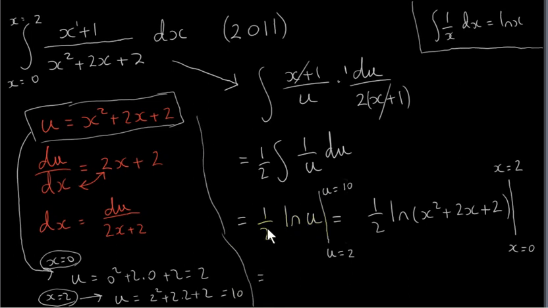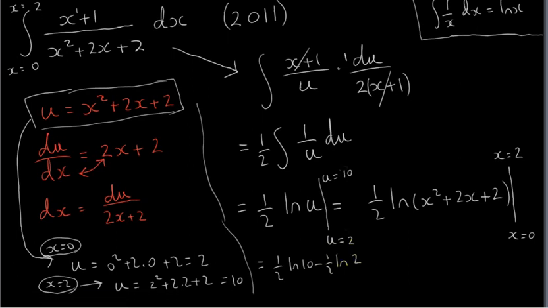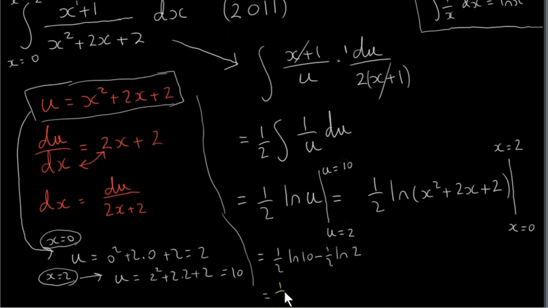So now we can go and work this out. We have a half ln of the upper limit, which is 10, minus a half ln of the lower limit, which is 2. We can write this as a half ln 5. Why can we do that? I've used the fact that ln of a minus ln of b is equal to ln of a over b, where a is 10 and b is 2. So ln of 10 over 2 is ln of 5, and I've factored out the half. So this is the answer to the problem.